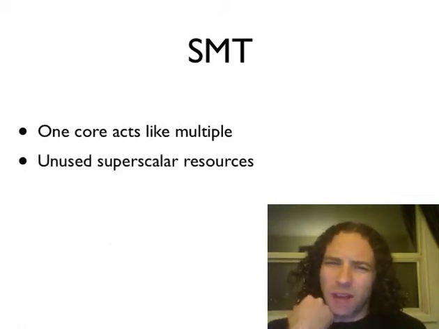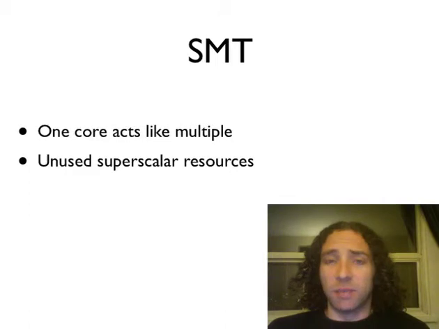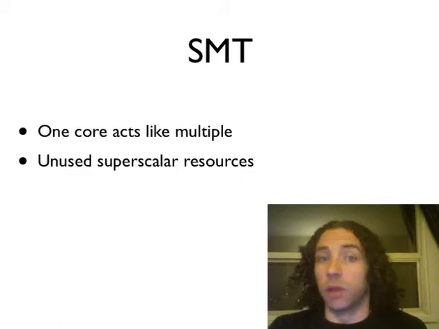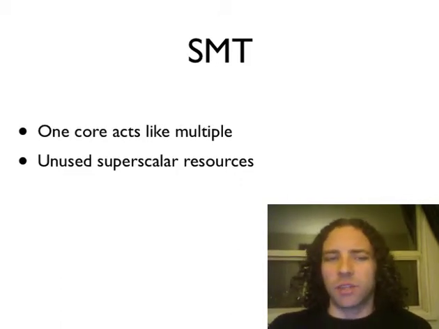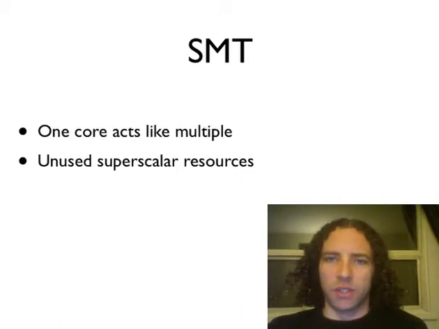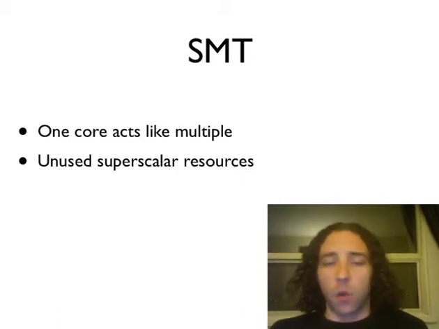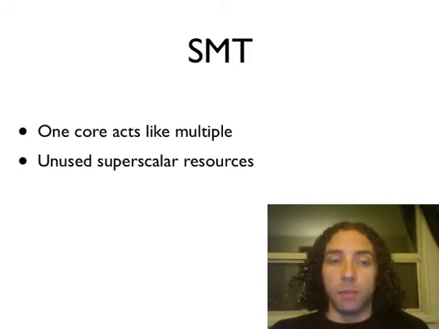So how's this beneficial? Well, it seems like if you're just running more threads on the same core, you should just run out of computational resources, right? There was a reason why there's only one core in the first place. One of the main benefits here is what's called an unused superscalar resource. If you remember, I had a quick allusion before to the notion of superscalar, which is in a CPU where you actually run multiple instructions at a time.